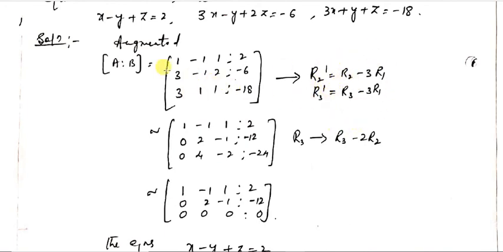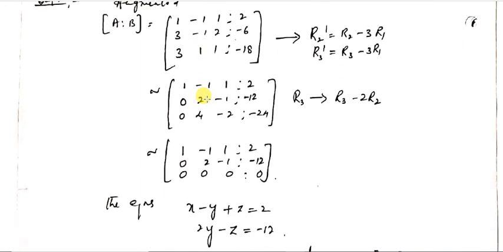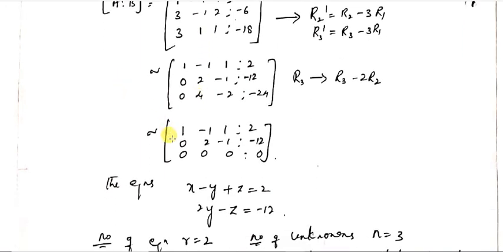Usually you do the row transformations with the help of the elements, making the entries below the leading entry zeros. So here these three entries we have to make zeros. After a set of row transformations, we obtain the equivalent matrix as 1 minus 1 1 2, 0 2 minus 1 minus 12, 0 0 0 0.